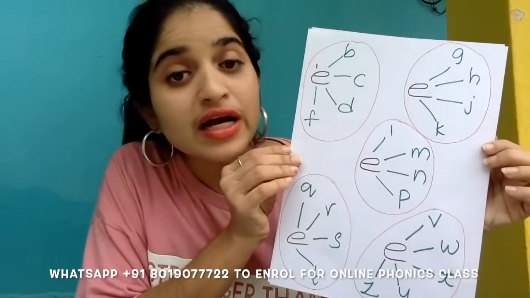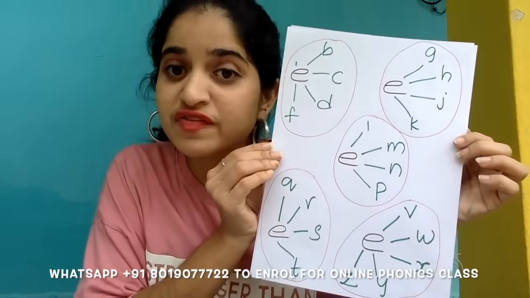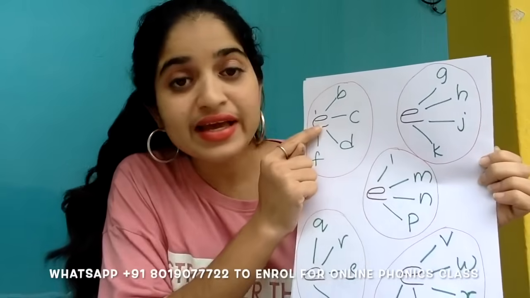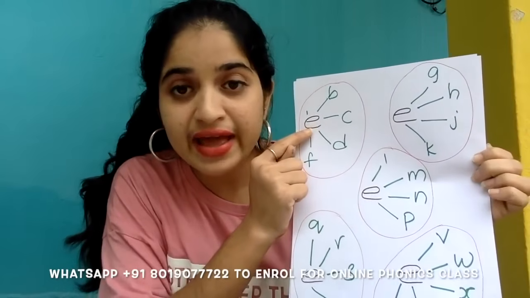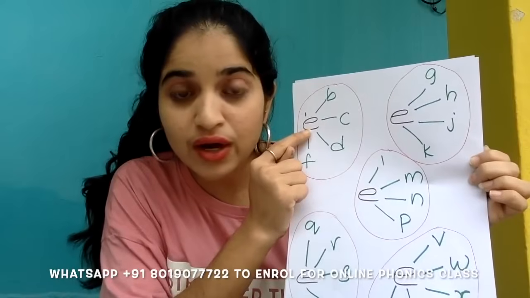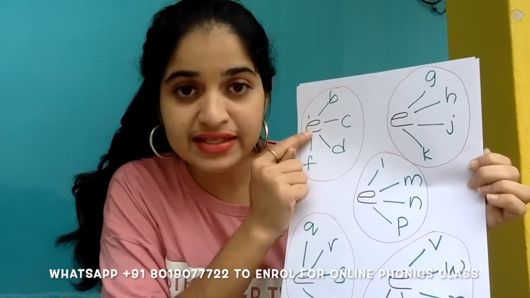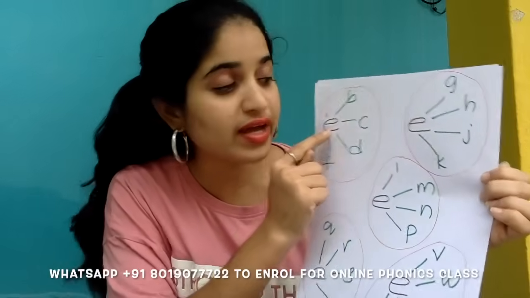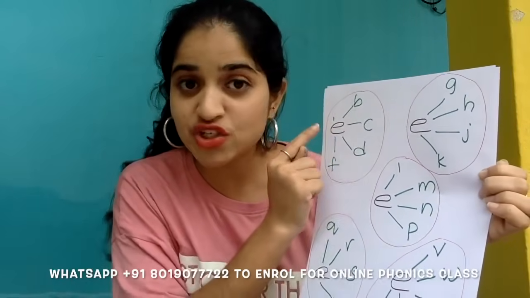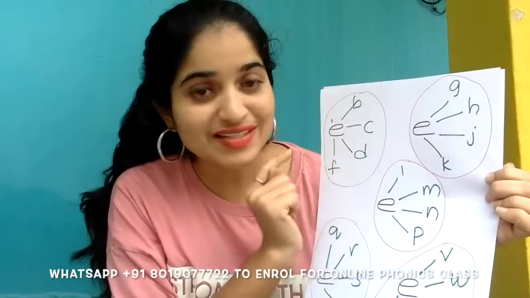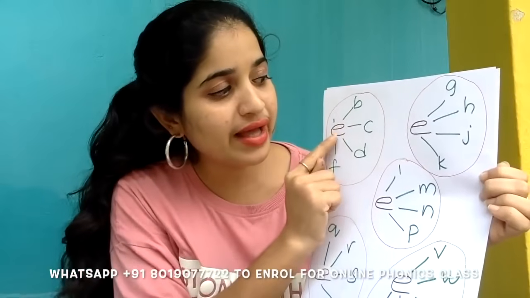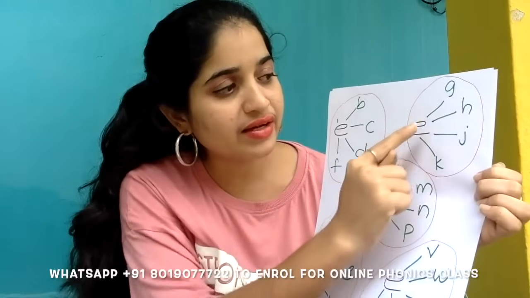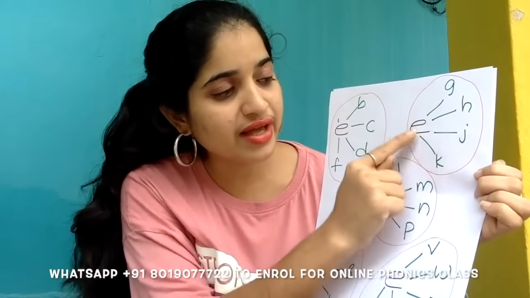Again you have to group the vowel E with the rest of the consonants and make it into 5 groups like this. What is this? E. E says eh, eh, eh. The phonic sound of letter E is eh, as in egg, eh, as in elephant. Okay, now let's try and blend this letter E with the rest of the consonants. Eh, b, eh, k, eh, d, eh, f, eh, g, eh, h, eh, j, eh, k.